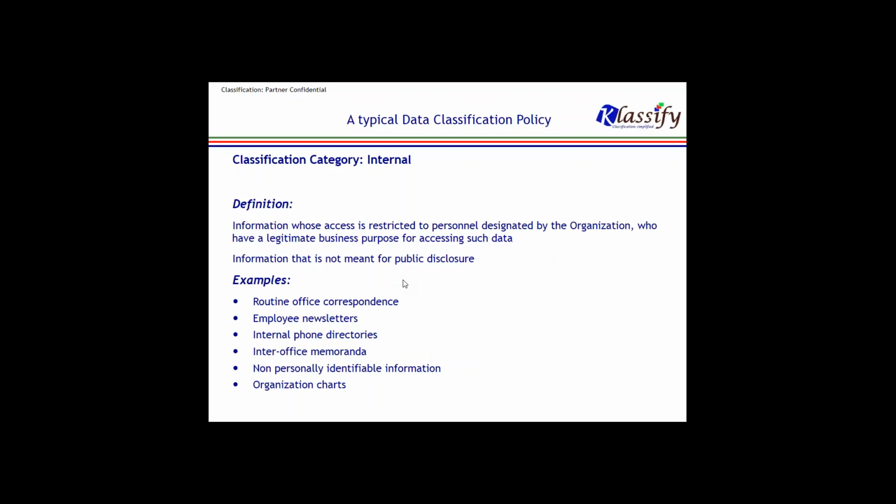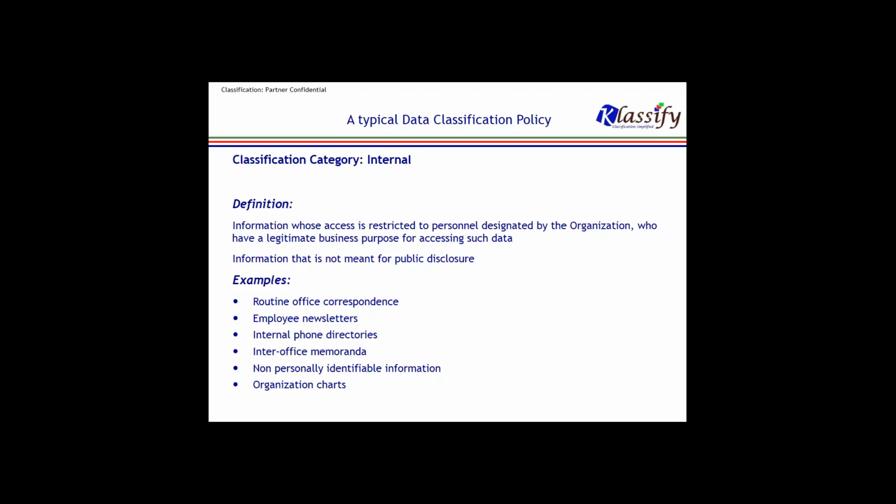Let's move ahead and look at the next level of categorization within an organization, which is internal. Internal information is information whose access is restricted to personnel within an organization. It is information that is not meant for public disclosure. That means any data or information that an organization creates for internal use, with personnel who are designated, to whom that information can be shared with, is internal information.